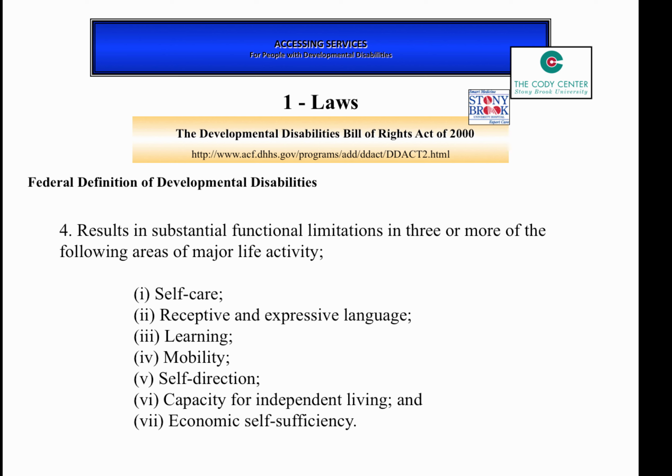For some people with developmental disabilities, meeting this criteria is not that difficult to do due to their low functional levels. Where this becomes tricky and eligibility becomes tricky is with our more high-functioning people with developmental disorders. For example, someone who's on the autism spectrum who has Asperger's syndrome. They may be incredibly high-functioning when it comes to learning, no problem with mobility, and have decent receptive and expressive language, maybe even some good self-care. Capacity for independent living, self-direction, not so great. Real difficulty with social maturity and ability to function in a work environment. Sometimes meeting these criteria can be difficult for some of the developmental disabilities.